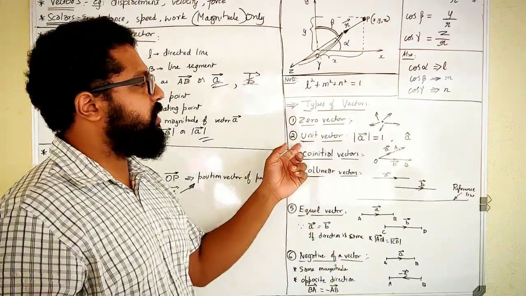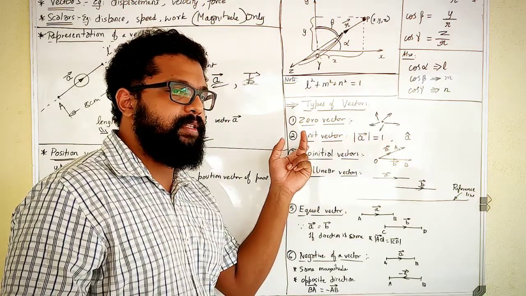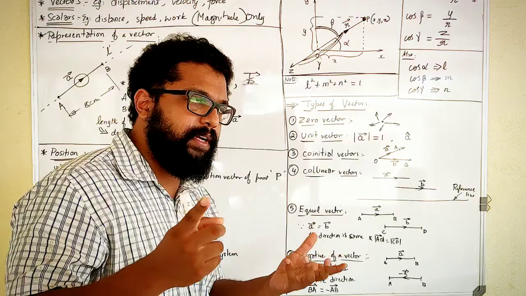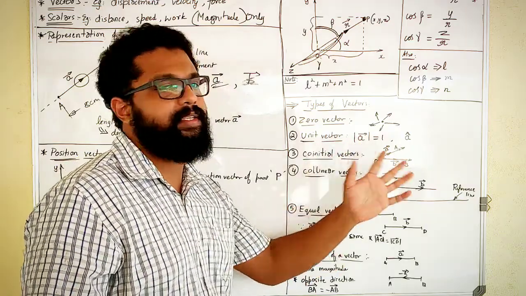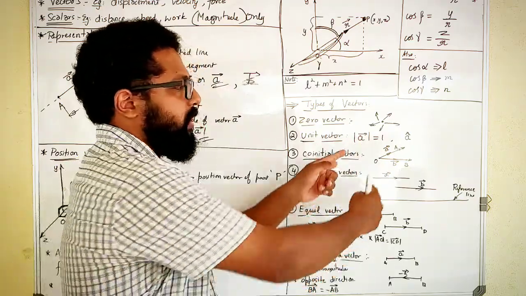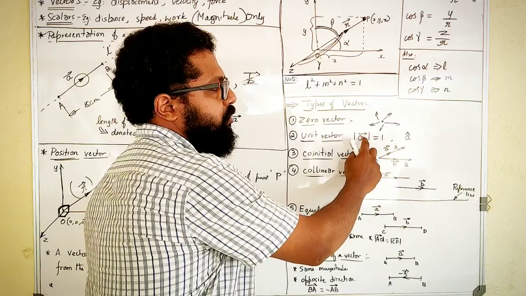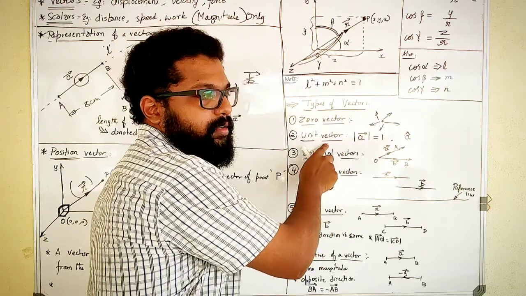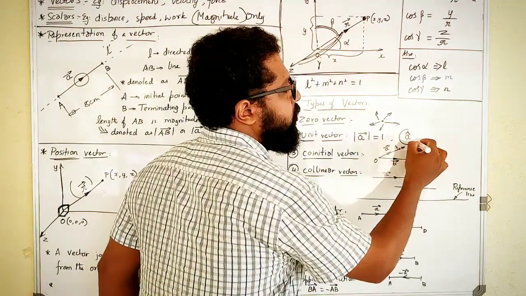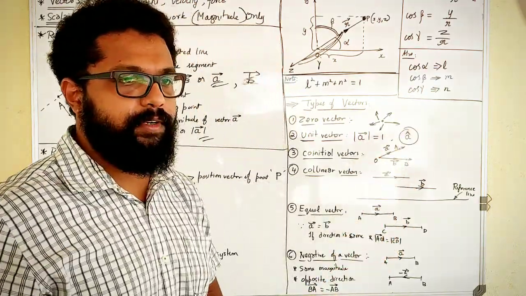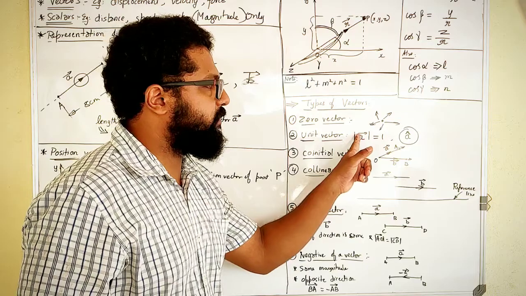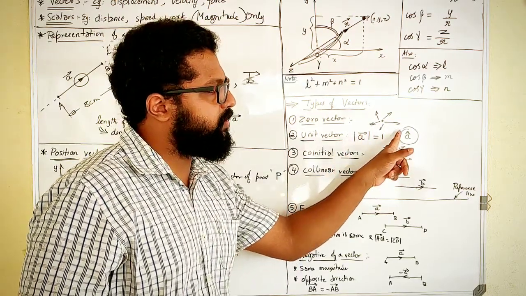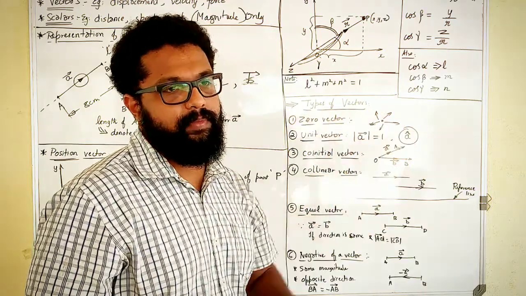Next one is the unit vector. Again, the name itself tells that unit is the number 1. If the magnitude of a vector is 1, then such a vector is called a unit vector. You can see the magnitude symbol over here. A unit vector is usually denoted with a cap on top of it. We have seen that other vectors are normally denoted with an arrow mark on top, whereas the unit vector is denoted with a cap on top.